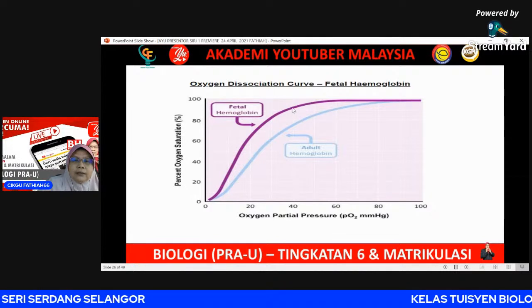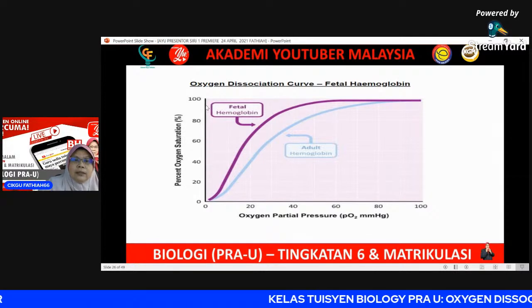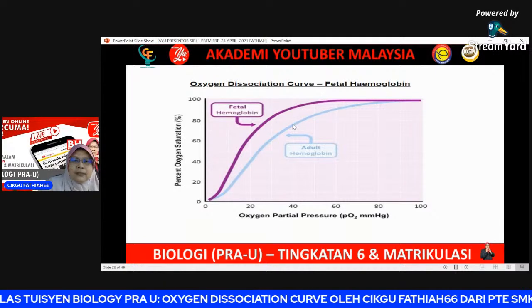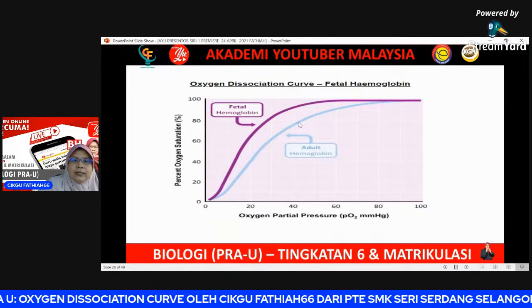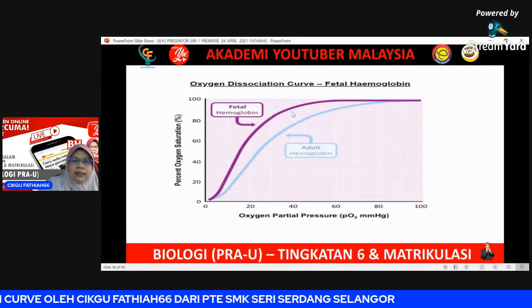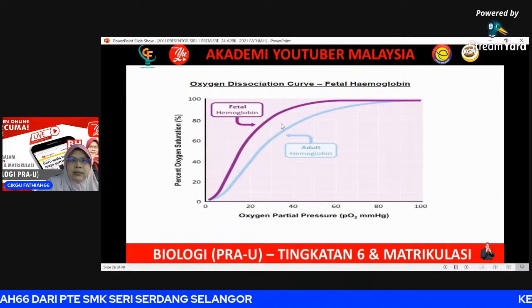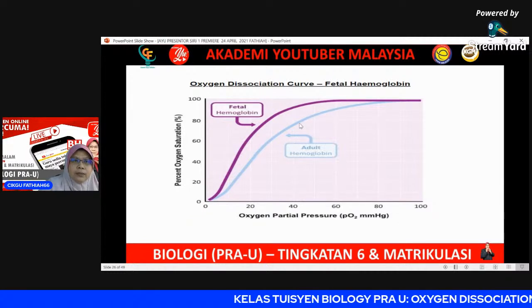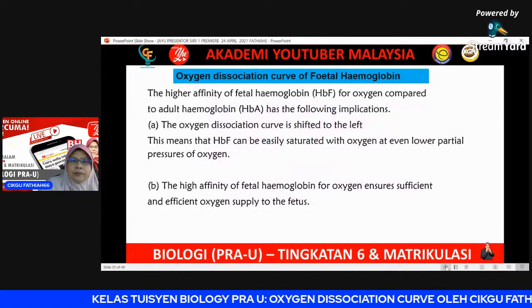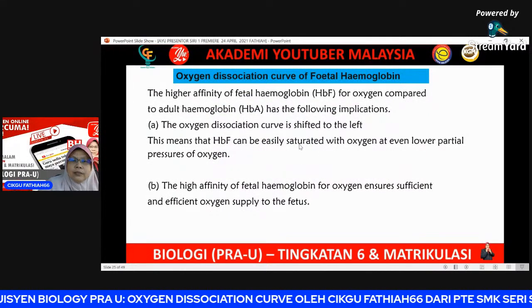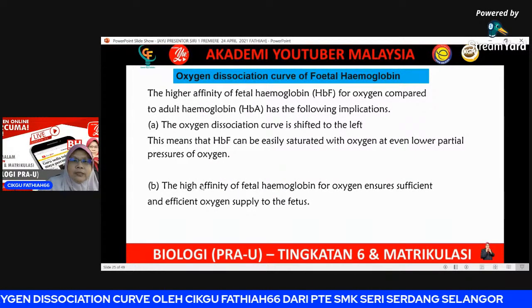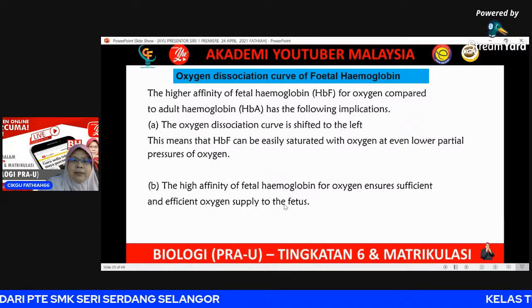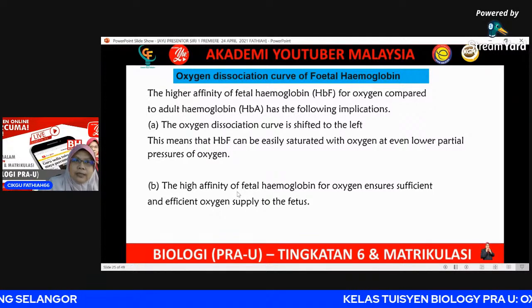Fetal hemoglobin has 90-something percentage of saturation, whereas for the mother, just 78. So fetal hemoglobin can load oxygen at a lower partial pressure of oxygen compared to the mother. It is easily saturated with oxygen at an even lower partial pressure of oxygen. The high affinity of fetal hemoglobin for oxygen ensures sufficient and efficient oxygen supply to the fetus. High affinity. Why? Because it lies to the left.